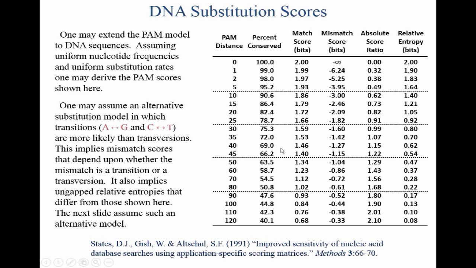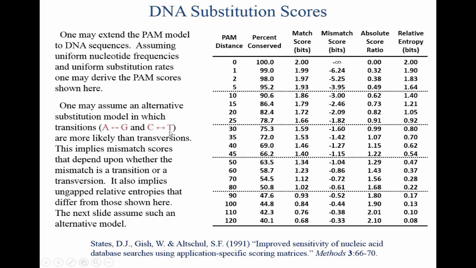Now, one can make a more complex model in which transitions and transversions have different probabilities. A transition is a mutation that changes a purine to a purine, in other words, A to G or vice versa, or a pyrimidine to a pyrimidine, in other words, C to T. Under certain models of the relative frequency of transitions and transversions, one comes up with a slightly more complex scoring system in which mismatches have different scores depending on whether they are transition mismatches or transversion mismatches. And one can construct a table like this for this more complex model, and if you want, you can look it up in this paper.